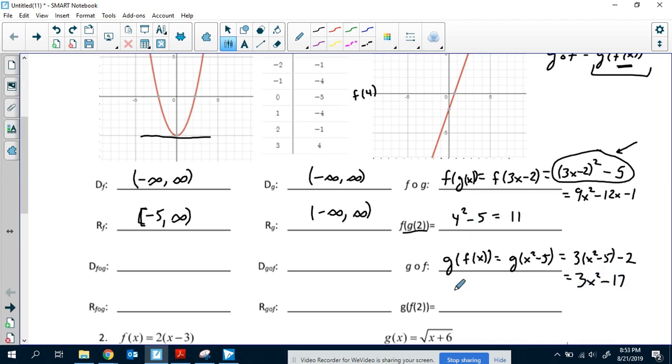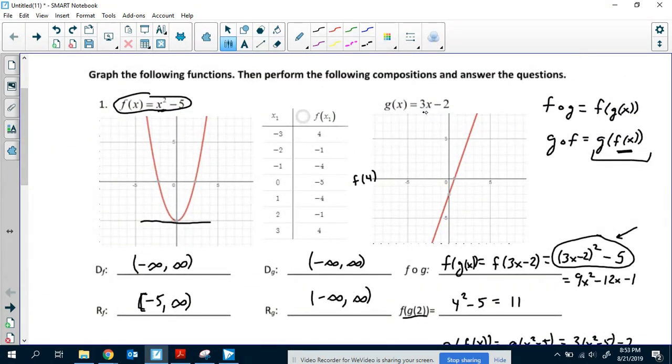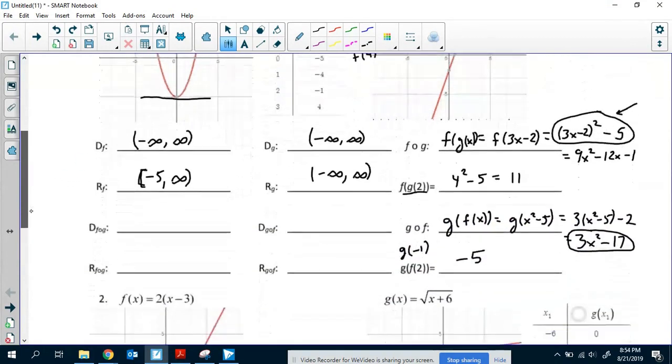So if I take g of f of 2, I can substitute 2 into the final answer, and I will get 3 times 2 squared, which is 3 times 4, which is 12. 12 minus 17 is negative 5. I also could take f of 2, which is negative 1, and do g of negative 1. And if I take a look at g of -1, I would also get -5 after I substituted -1 in.